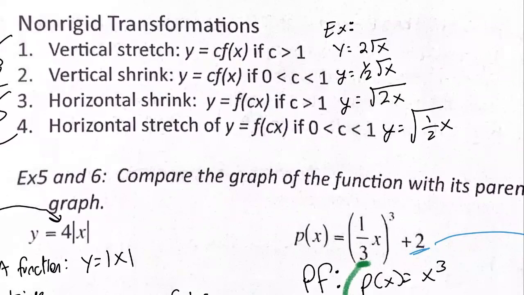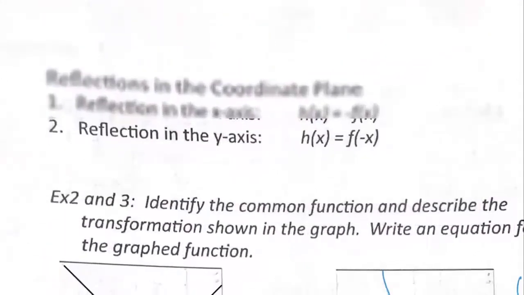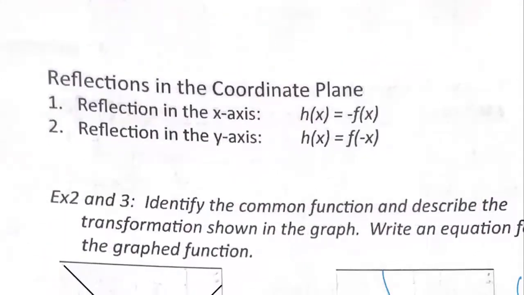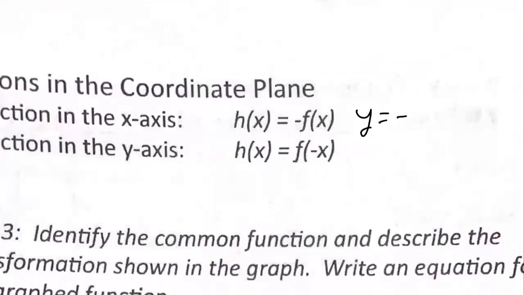The reason why the negatives are not included is because from the previous examples, when it's negative, it's a reflection. So when we get to this one right here, reflection over the x-axis, an example would be y is equal to the negative square root of x. And then for reflection over the y-axis, the square root of negative x.